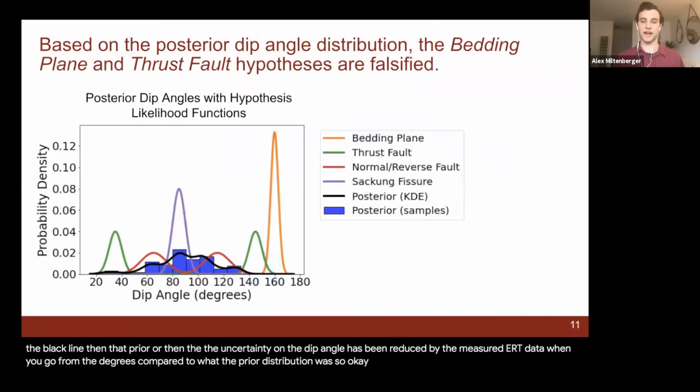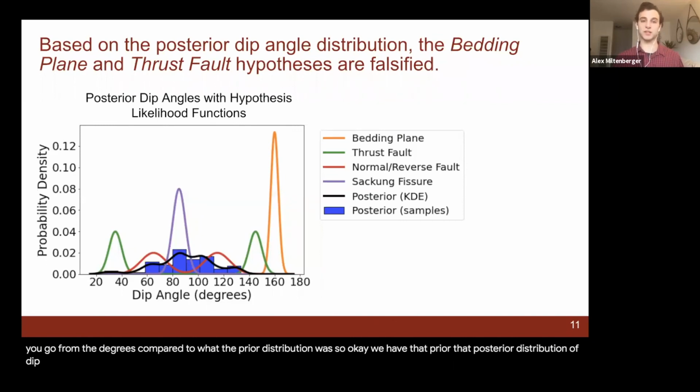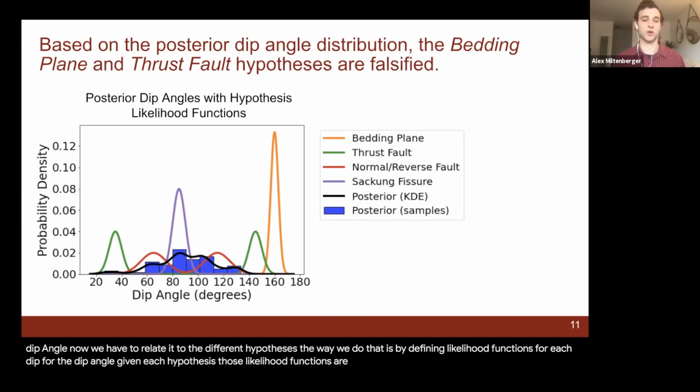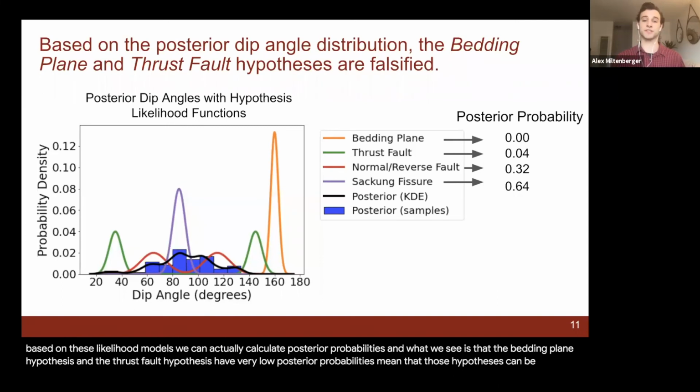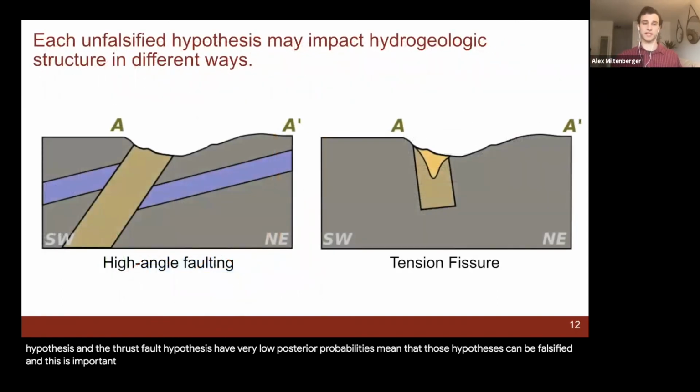So okay, we have that posterior distribution of dip angle. Now we have to relate it to the different hypotheses. The way we do that is by defining likelihood functions for the dip angle given each hypothesis. Those likelihood functions are shown in the colored lines on this plot here. And based on these likelihood models, we can calculate posterior probabilities. And what we see is that the bedding plane hypothesis and the thrust fault hypothesis have very low posterior probabilities, meaning that those hypotheses can be falsified. And this is important because we have 2 unfalsified hypotheses, each of which may have their own hydrogeologic impacts.